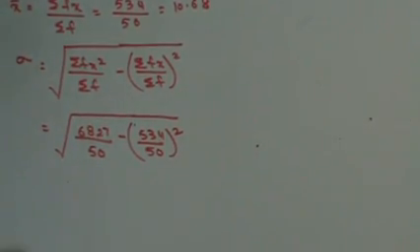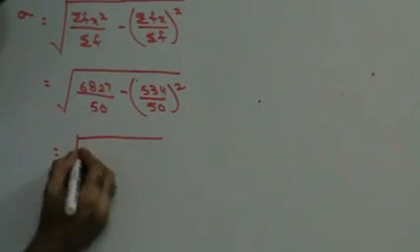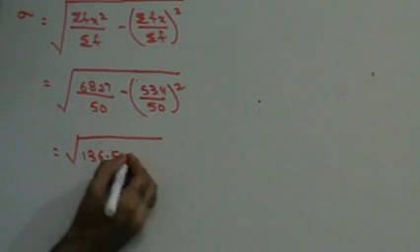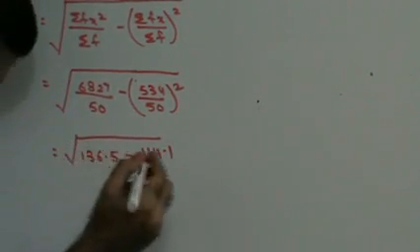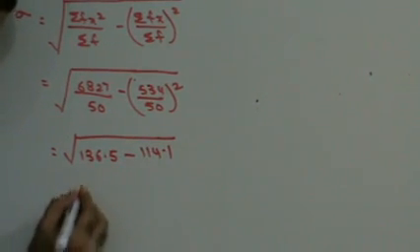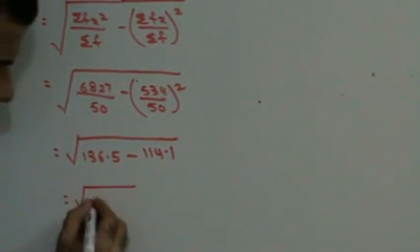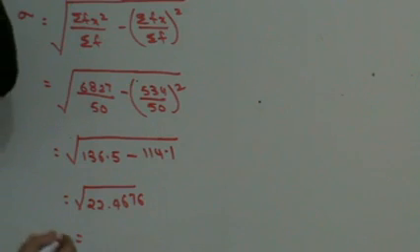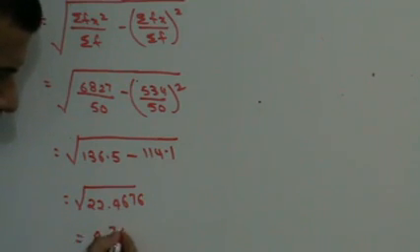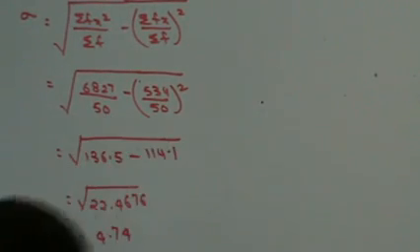When you solve this, this will be square root of 136.5 minus 114.1. When you subtract this, you will get 22.4676. Square root of which is 4.74. So your standard deviation is going to be 4.74.